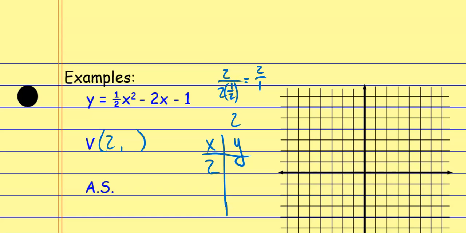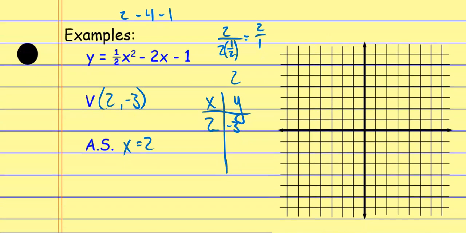So I plug that 2 in. 2 squared is 4 times 1/2 is a 2. And then minus 2 times this guy, minus 1. And so it looks like I get a negative 3 this time. And from here, the axis of symmetry is x equals the x value from the vertex. And now I can get to graph it.